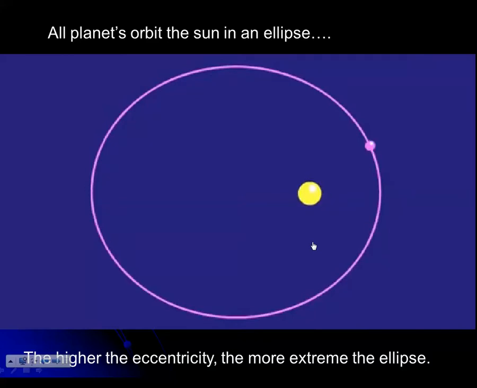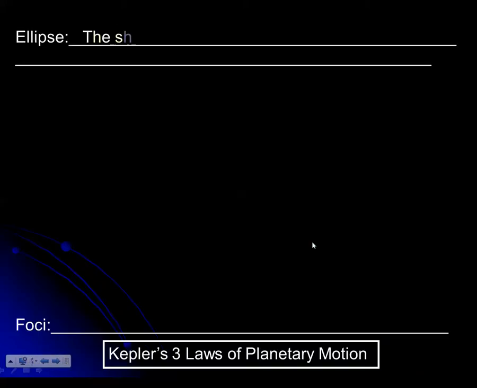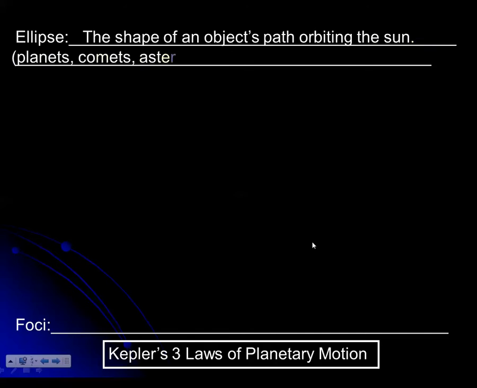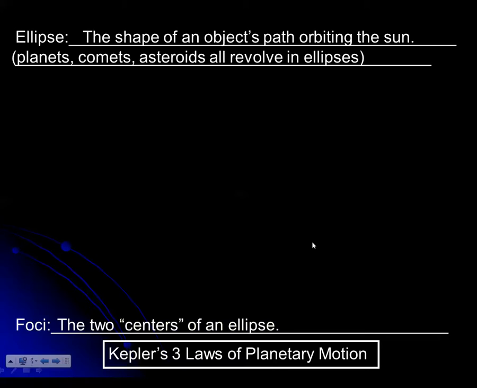Now, this shape is not a circle, it's not an oval, it's an ellipse, which is the shape of all planets going around their stars, or our planets going around our sun. Even comets, asteroids, moons, they all revolve in ellipses around the objects that they orbit. And ellipses don't have one center like a circle, they have two centers, and they're called foci.